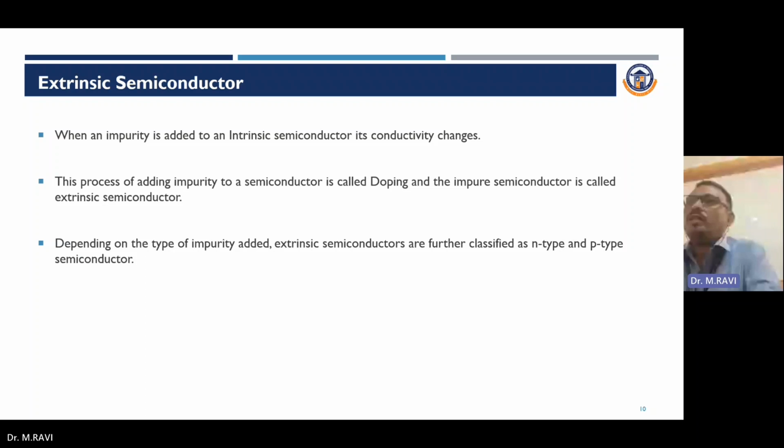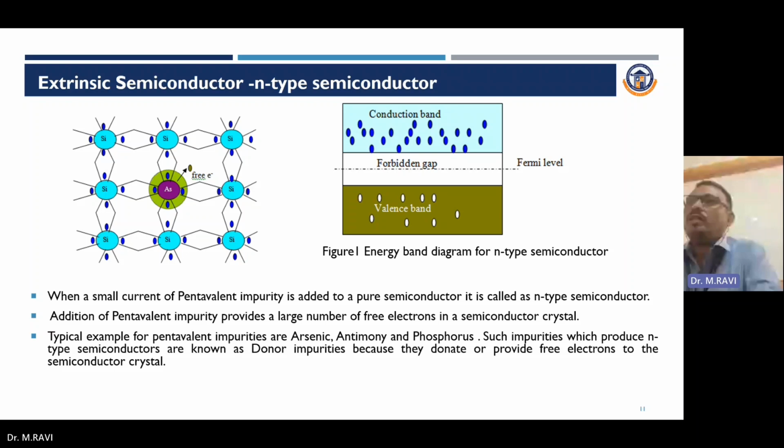When an impurity is added to the intrinsic semiconductor, its conductivity changes. The process of adding an impurity is called doping, and the result is an extrinsic semiconductor. Extrinsic semiconductors are further classified as N-type and P-type. N-type semiconductor: the energy band is shown.